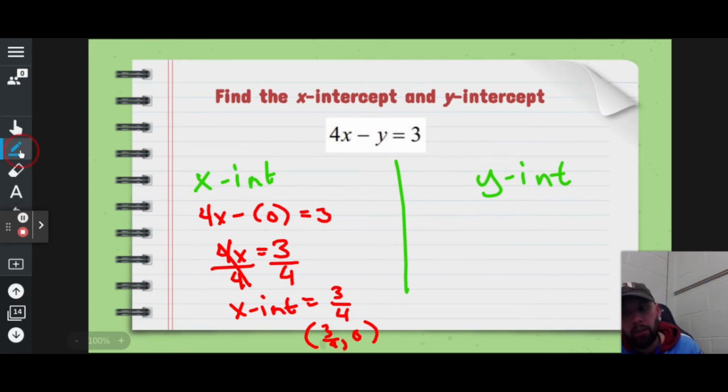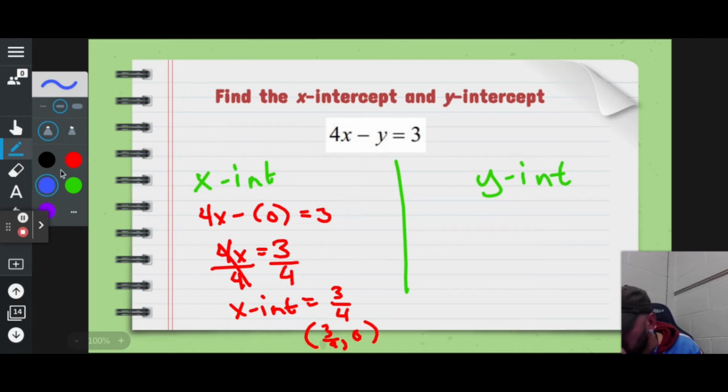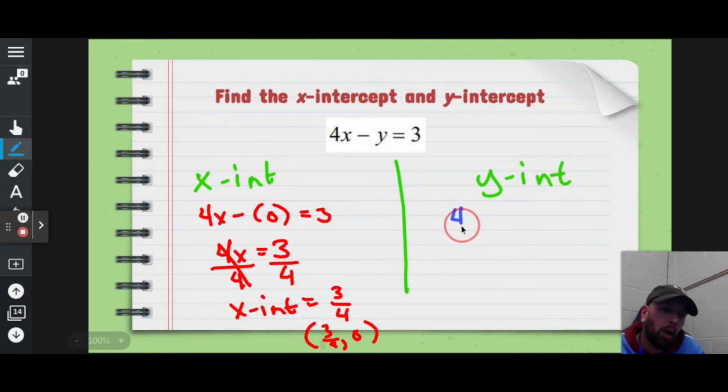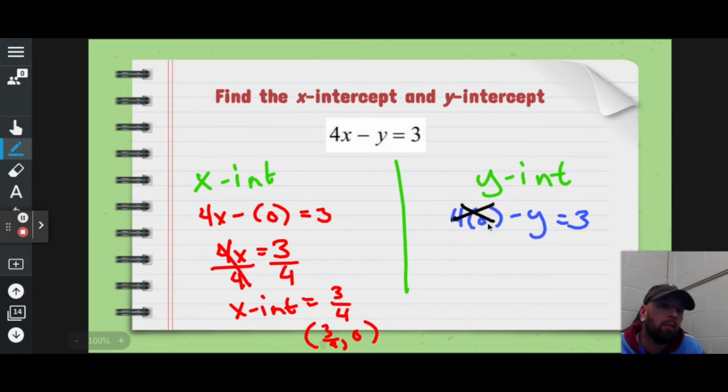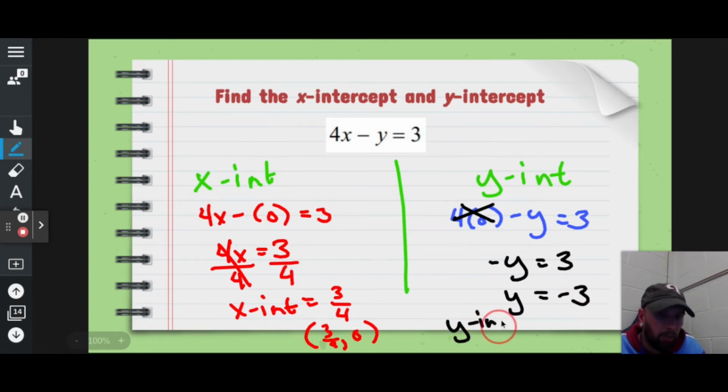How do I find the y-intercept? Well, in the last problem, the way I described it is I said, pretend that the x doesn't exist. Well, that's because we are making x equal to 0. So now I have minus y equals 3. So what happens here is I get 4 times 0, and so that x stopped existing. I get negative y equals positive 3, and if negative y is positive 3, then positive y is negative 3. So my y-intercept is negative 3.